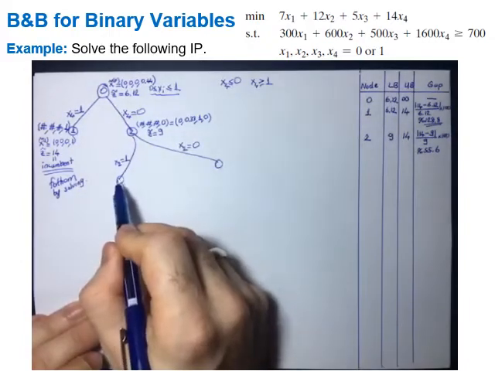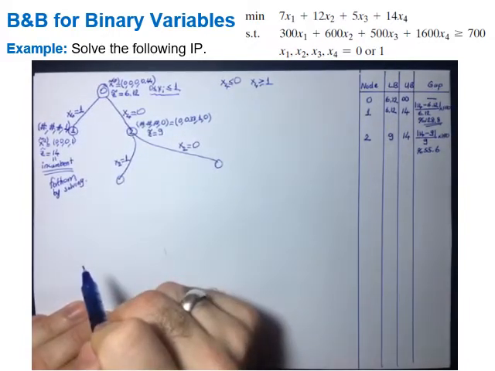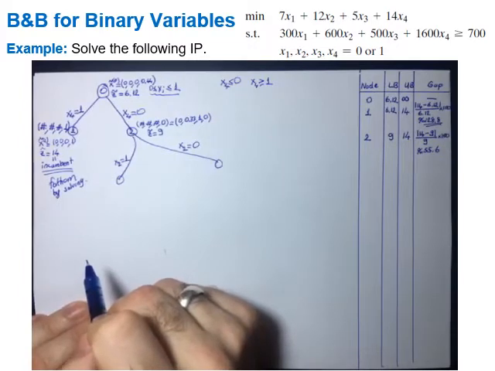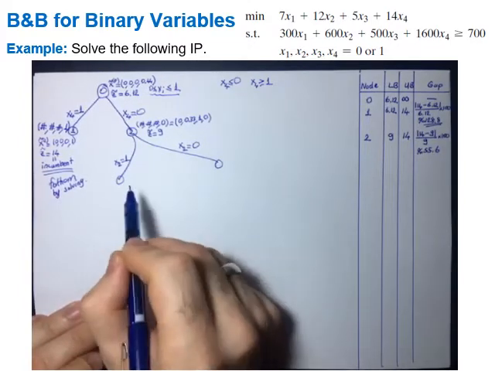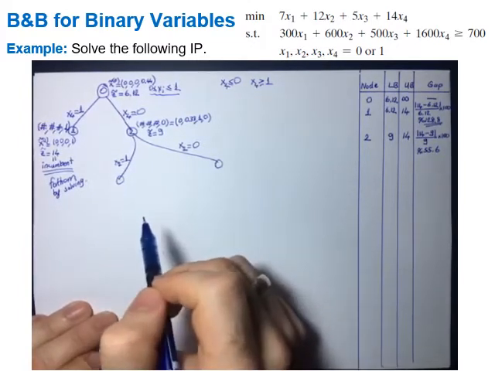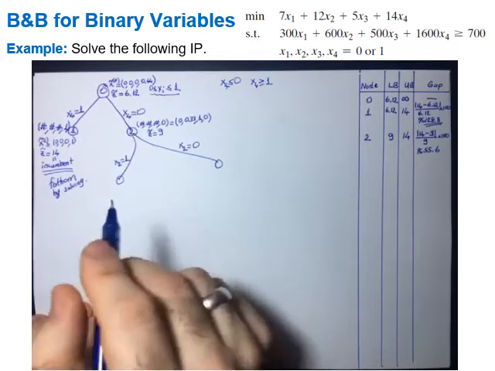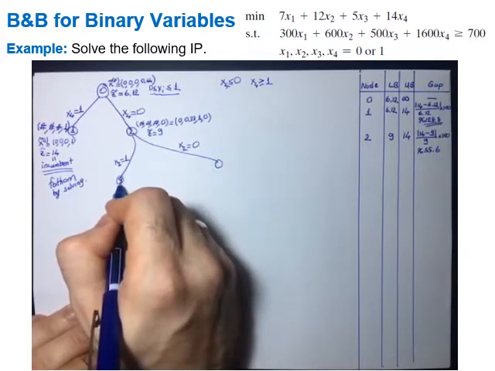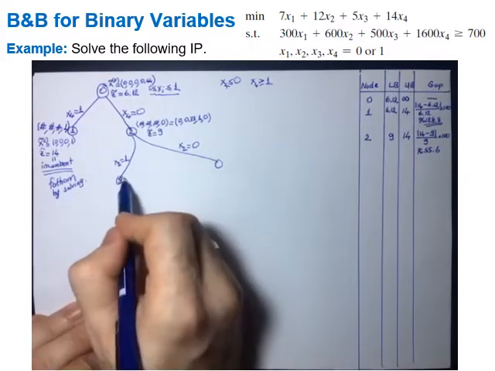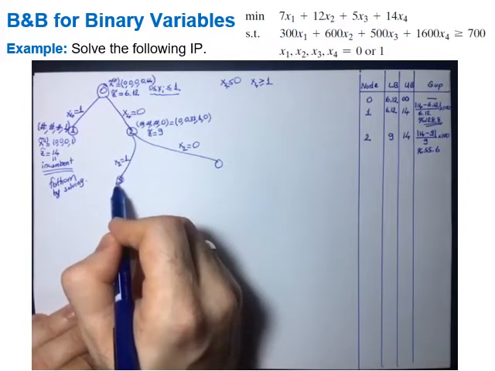Then I have two unexplored nodes. I need to select one of them. I am following depth first search, but they are at the same level. So I am going to select one of them and I decide to continue from this node. So I number it as node number 3.